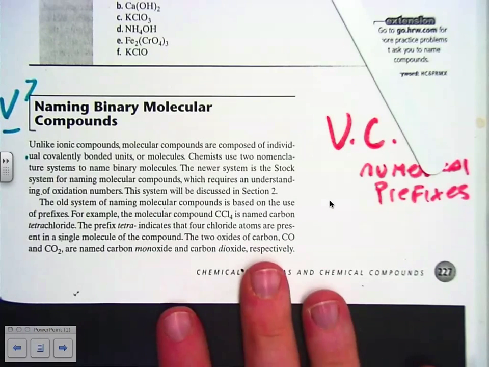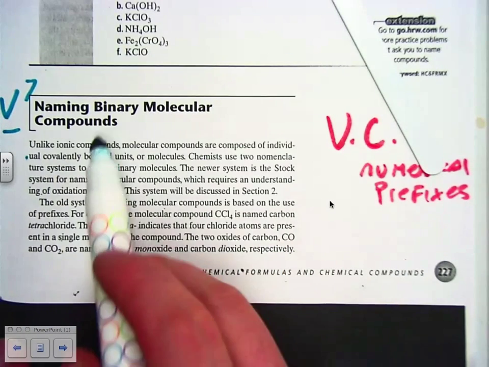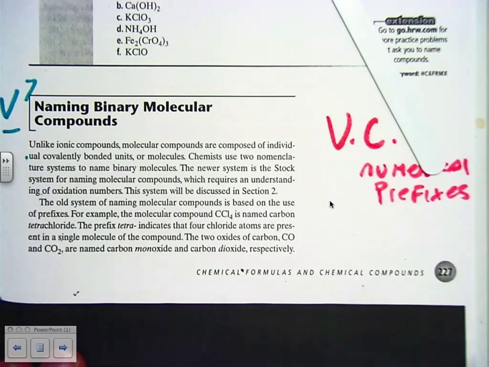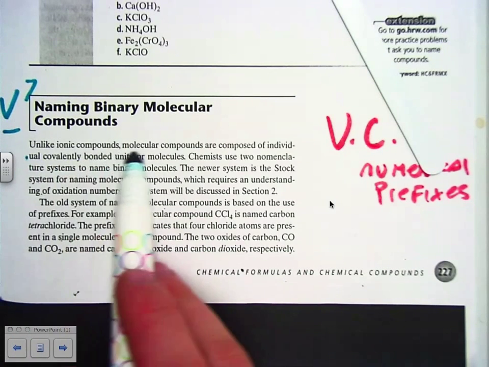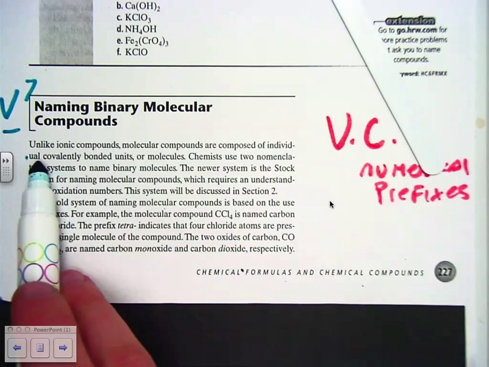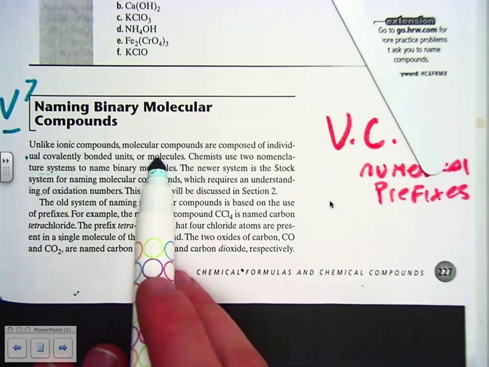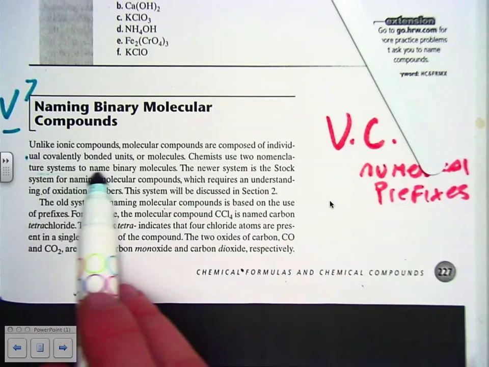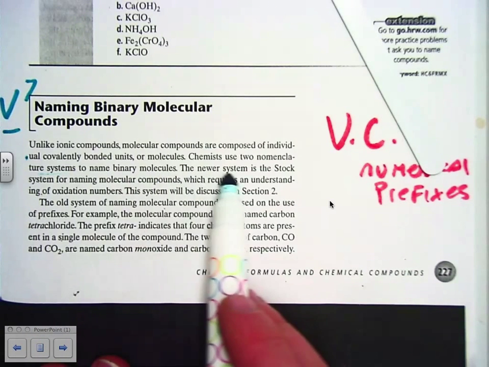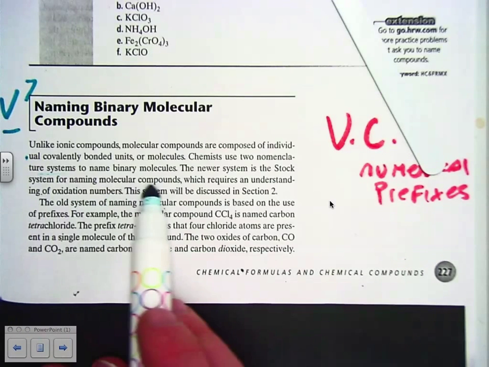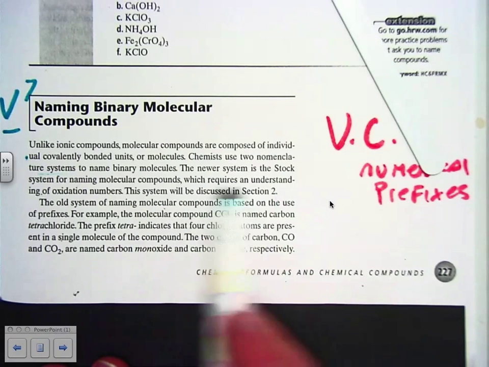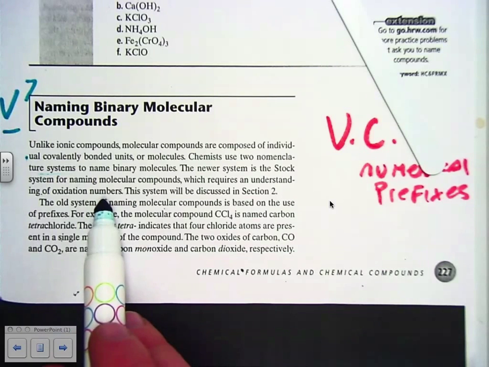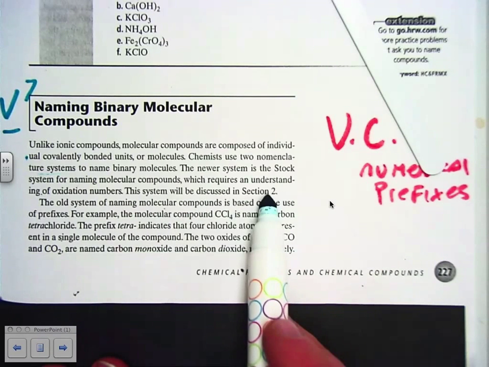Okay, let's continue on. Naming binary molecular compounds. Unlike ionic compounds, molecular compounds are composed of individual covalently bonded units, or molecules. Chemists use two nomenclature systems to name binary molecules. The newer system is the Stock system for naming molecular compounds, which requires an understanding of oxidation numbers. This system will be discussed in Section 2.